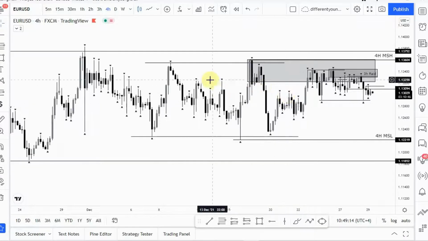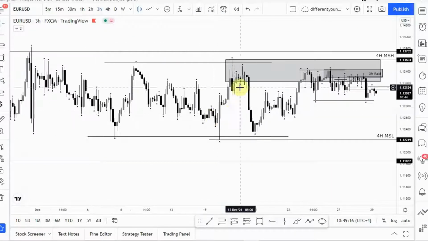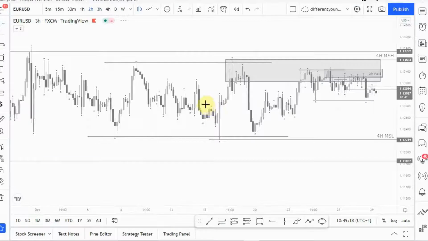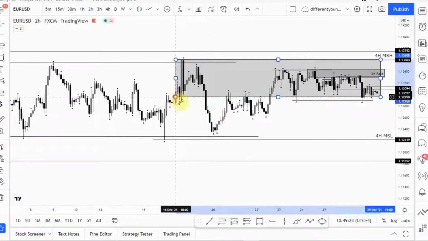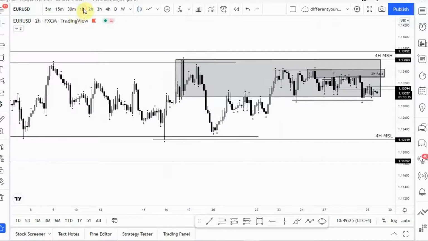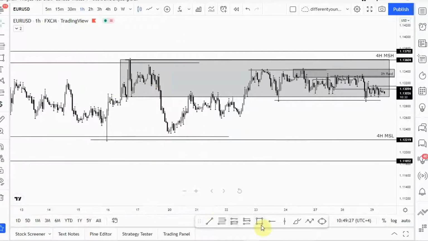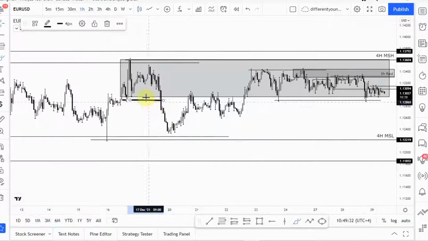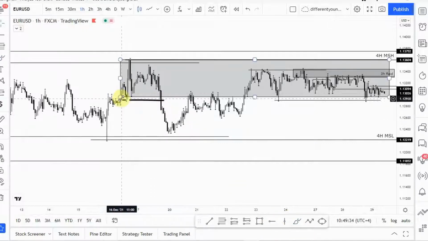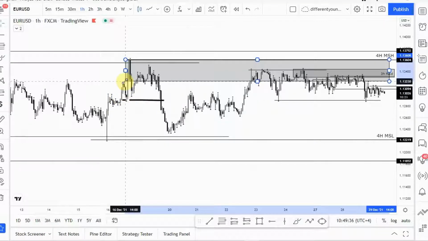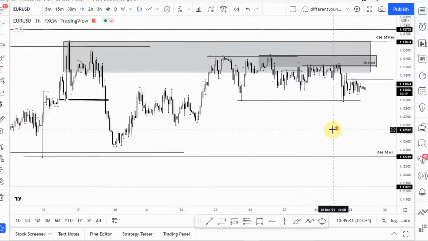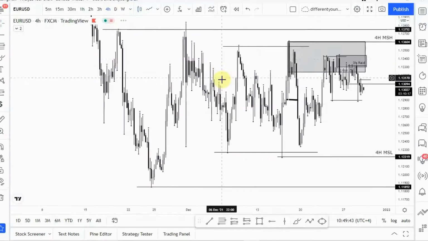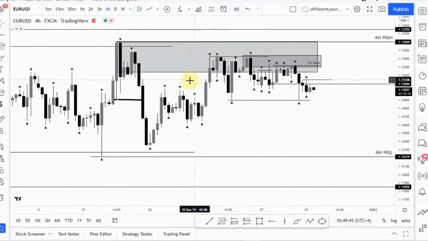So we have to find the MSB. We can see there is no 3H MSB, there is only 2H MSB, right? But the 2H block is way too big. We cannot use this big block. On the 1H time frame, the MSB is normal somewhere here, and we can use the last candle right here as the block. So this was our block, and we can see that price came into our block.